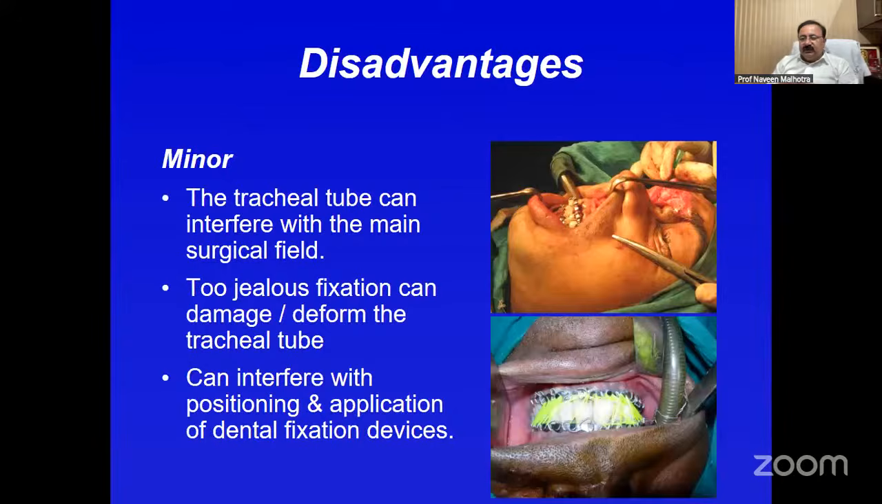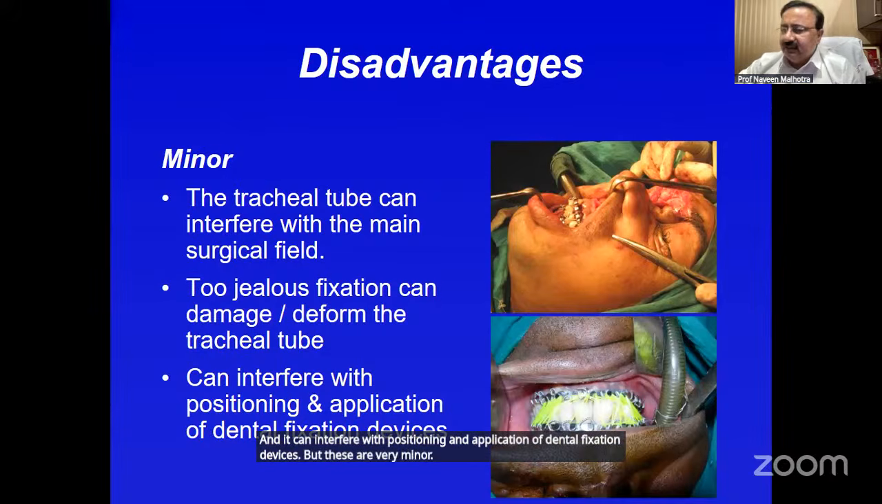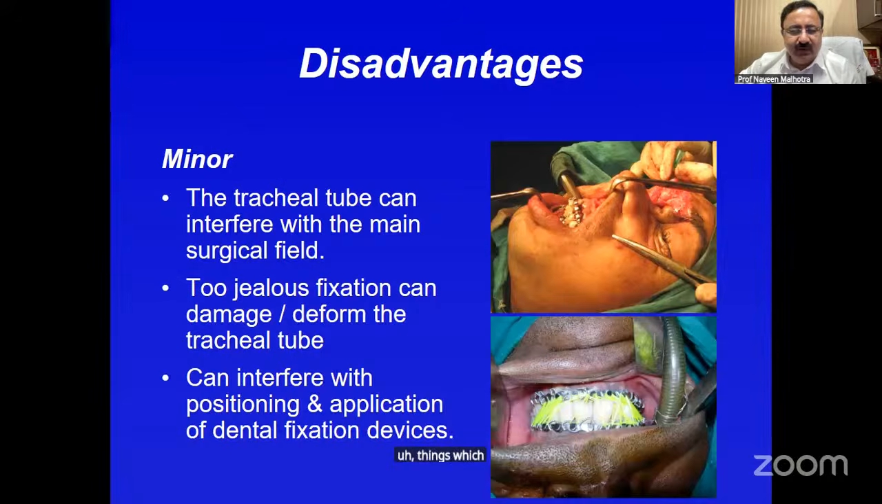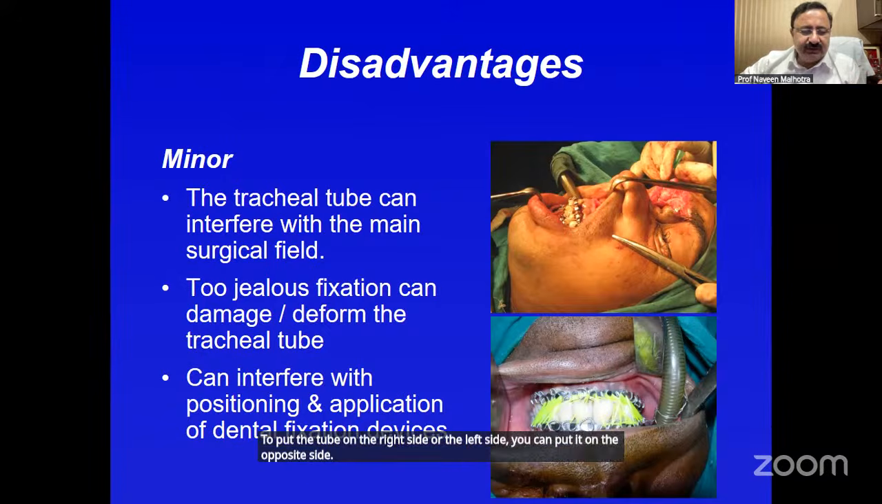Now, there are certain disadvantages also. The tracheal tube can interfere with the main surgical field. Overzealous fixation of the tube with that figure of 8 dental wire can damage the PVC part of the tube. So don't do overzealous fixation, and it can interfere with positioning and application of dental fixation devices. But these are very minor things which you can plan accordingly when you're doing the surgery, to put the tube on the right side or the left side. You can put it on the opposite side to where the surgery is being done.